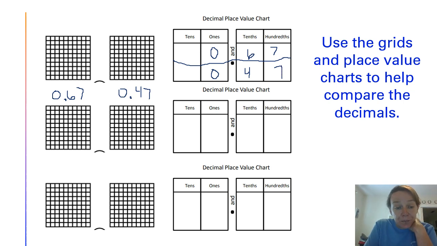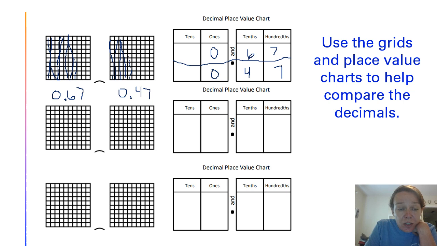Okay, so if I were to model this decimal on my grid, I have 100 spaces on my grid, so I would need to shade 67 of them. I know that each column is 10, 20, 30, 40, 50, 60, and then I would shade 7 individual squares, okay? For this one, I would do 10, 20, 30, 40, and then 1, 2, 3, 4, 5, 6, 7. Okay, so let's look at it on the place value chart.